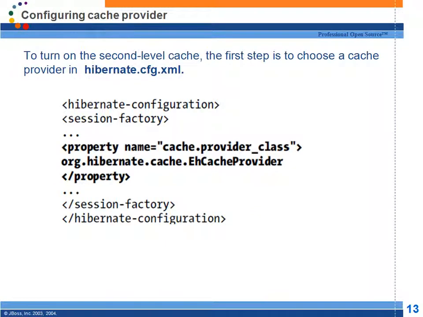To enable second level cache, in the cfg.xml file, we have to write this property, cache.provider_class. As I showed you various classes there, EH cache provider. So now you are telling that your application is using second level cache. If you don't write this, second level cache is disabled. If you write this, second level cache is enabled.